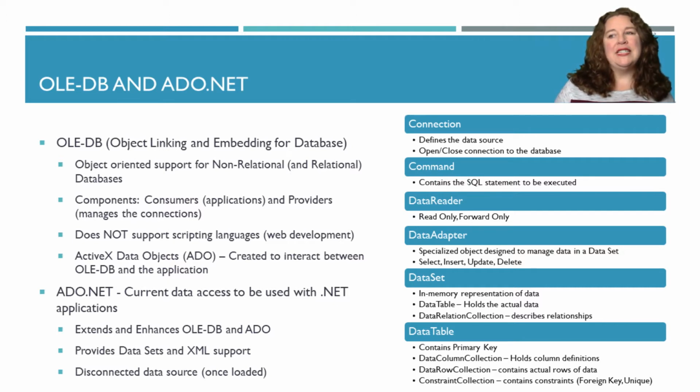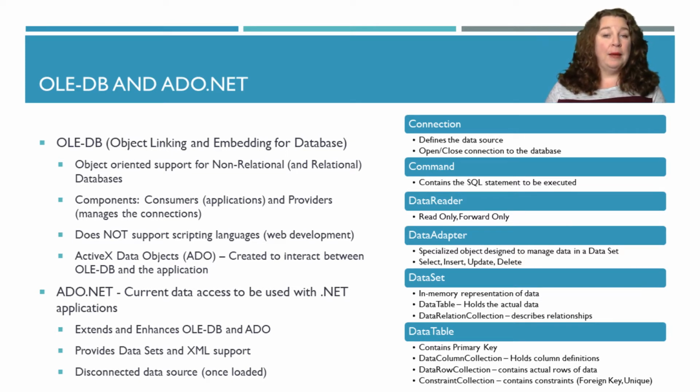It holds both a data table and a data relation collection. The data table is the actual table, and the relation collection holds the relationships between it and other tables. The data table itself contains the primary key, knows what the primary key is. It also knows what the column definitions are and the constraints. So this is a whole lot more than just storing a table as a series of records or a series of fields. This is starting to take into account items from relational databases to be able to connect and use that data inside of our application.